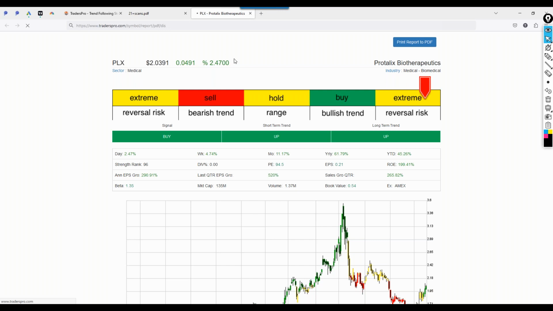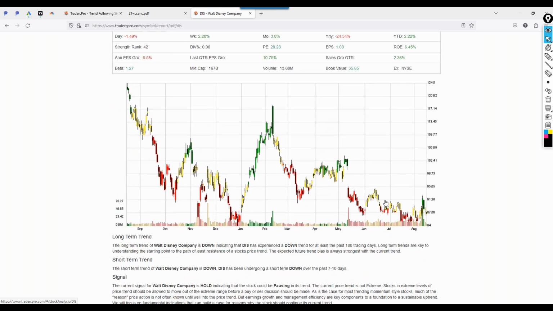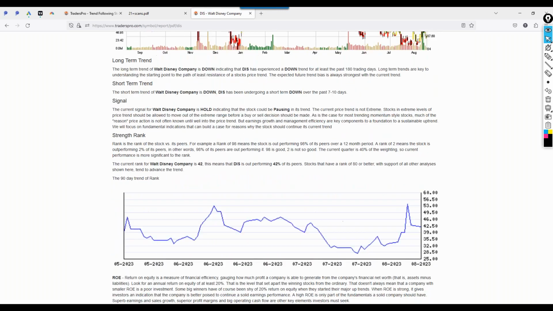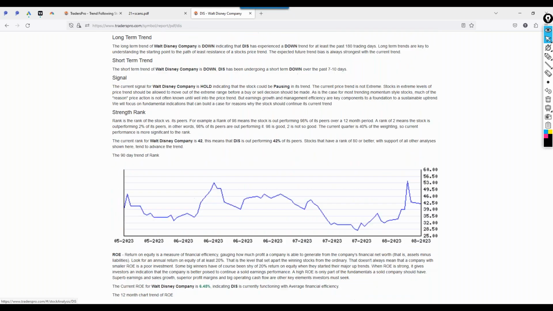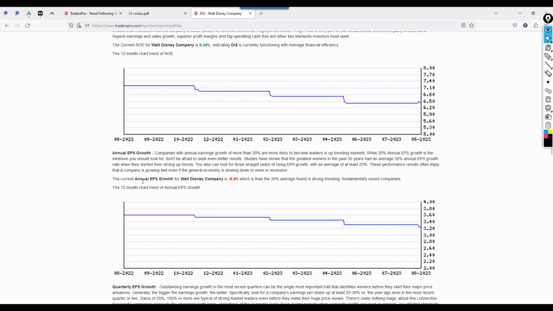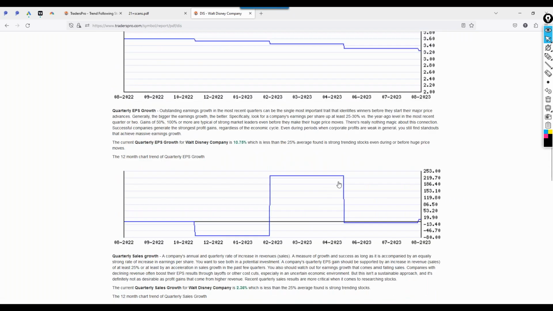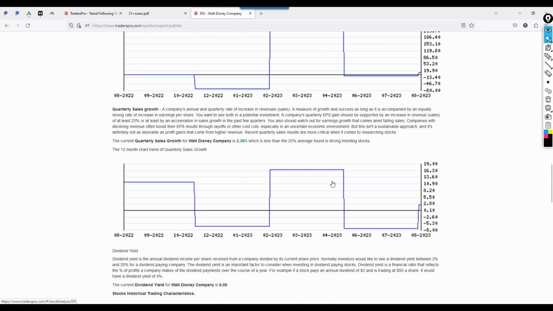And I may say, Disney is, right now, a hold. It's in an ugly downtrend. It's got an upside to it in the real short term. But look at its ROE. It's declining continually. Look at its annual EPS. It's declining continually. Look at its earnings per share. It dropped off the table. It's maybe working back up a little bit.